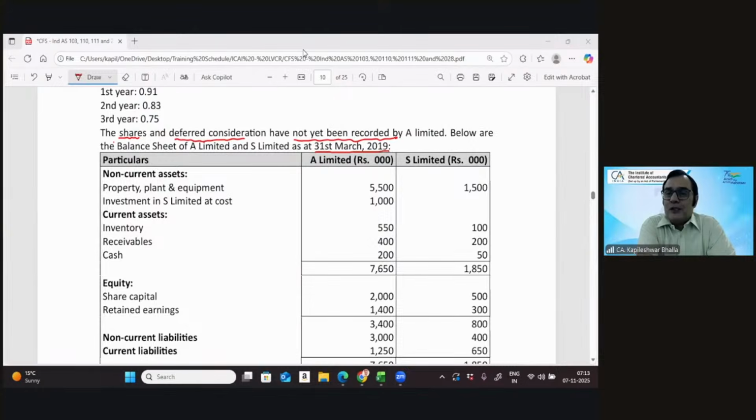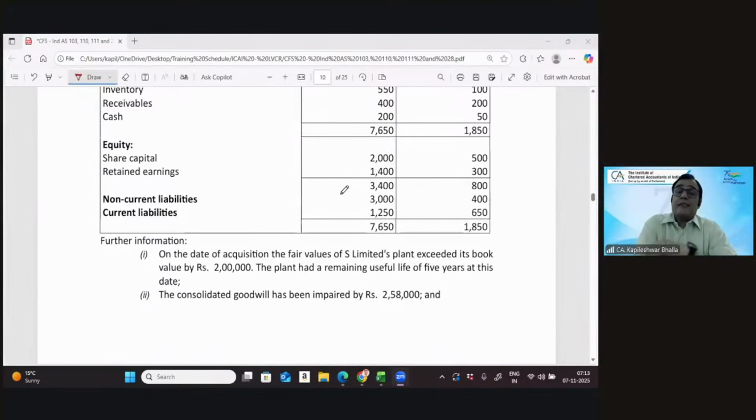You said rewinding of interest. That's correct. Technically called a UOD. That's an unwinding of interest. Absolutely. So then I am given the balance sheet of A and S on March 19. And then let's see what is given in the additional information.